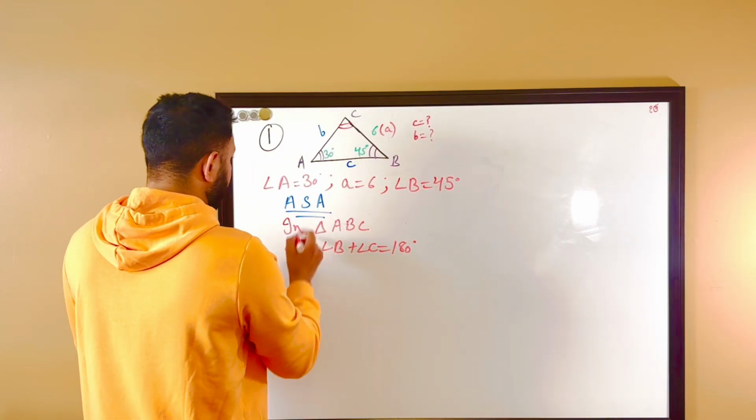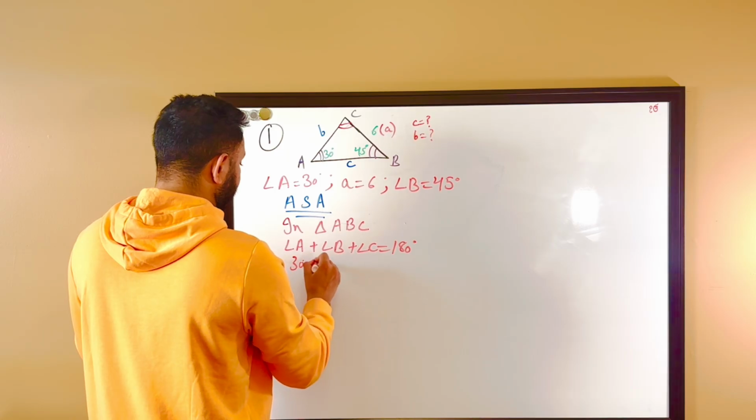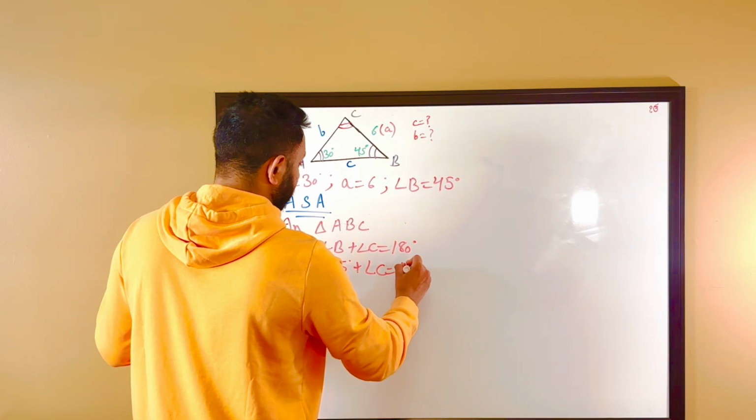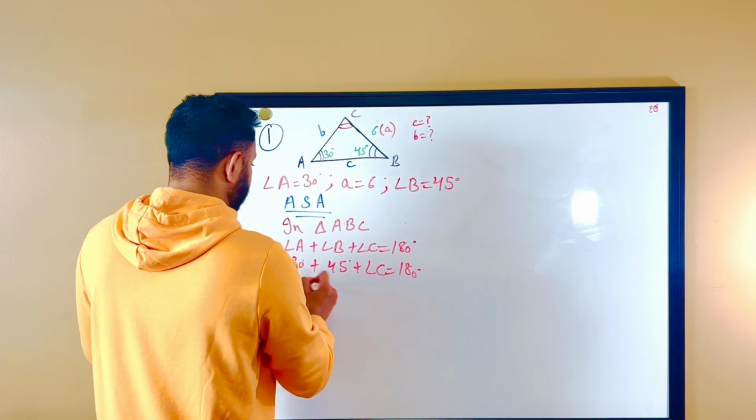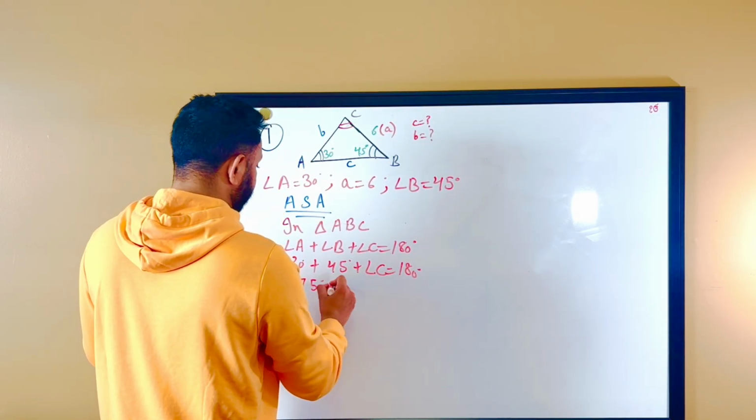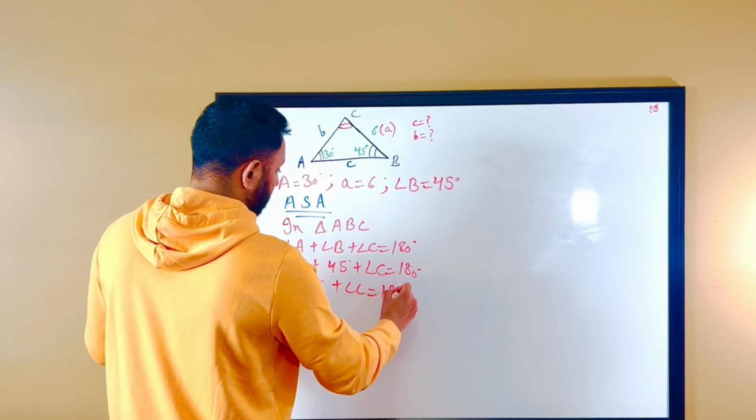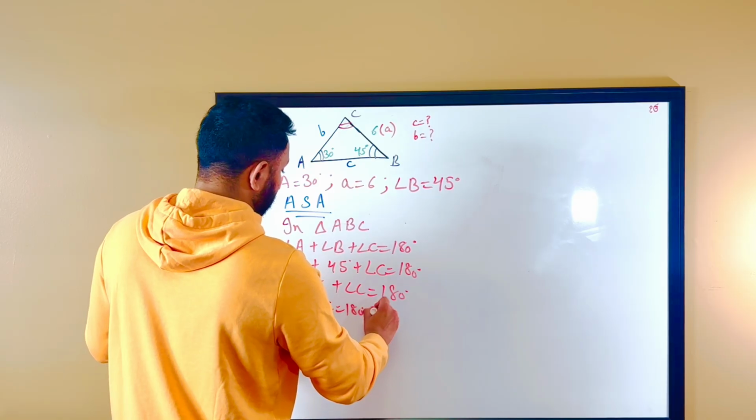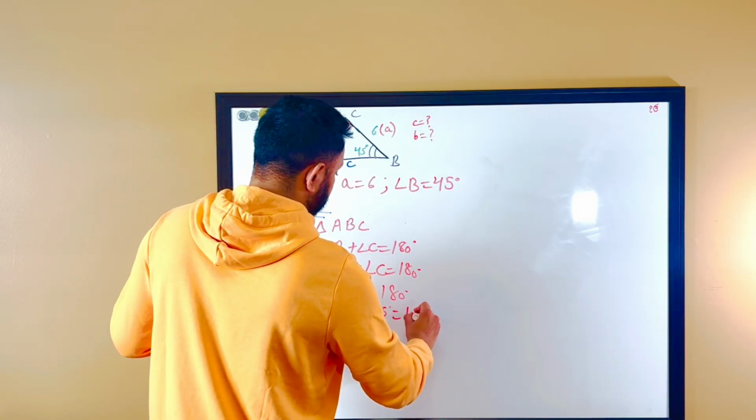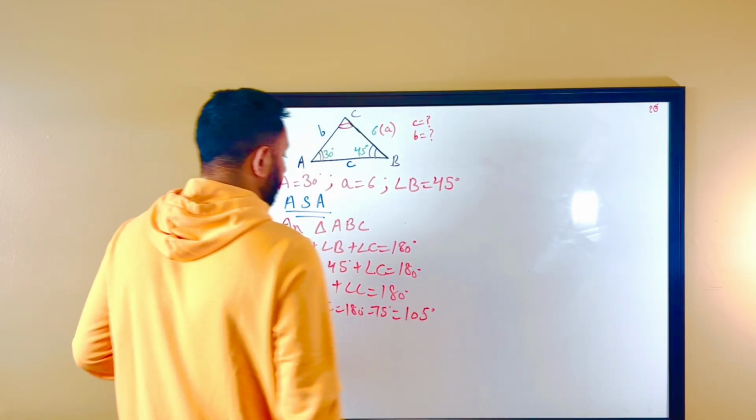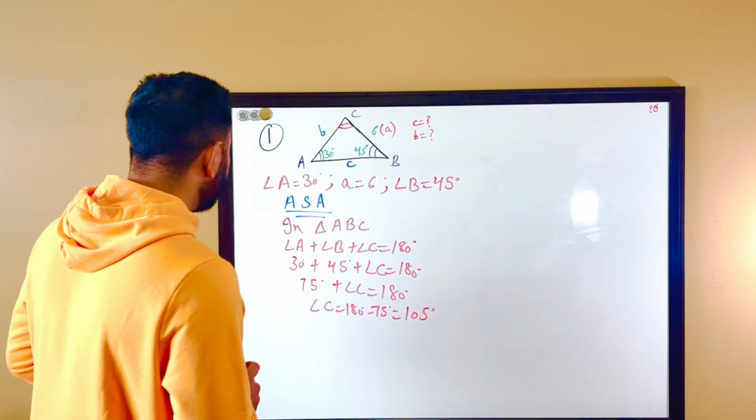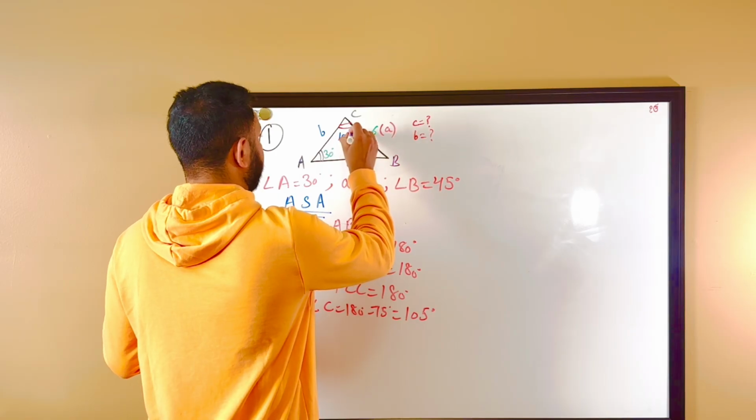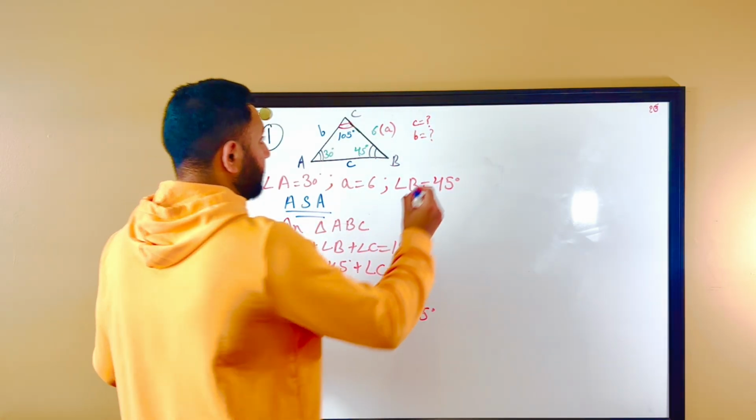So what is angle A? 30 degrees plus 45 plus angle C, and this is 75. So angle C comes out to be 105 degrees. So we got angle C, 105.